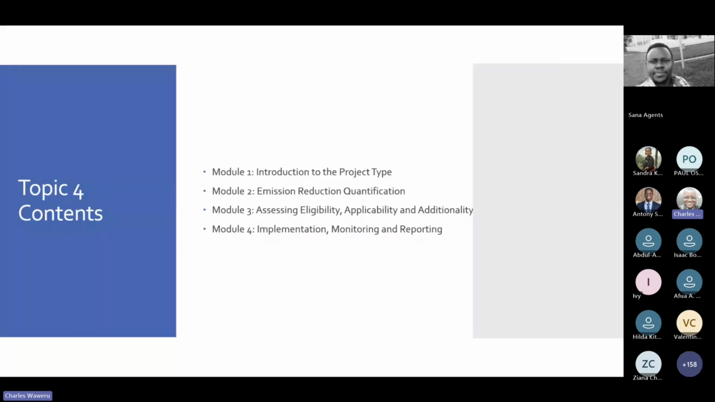Like what we did last time, there will be 4 modules. The first one is just a general introduction to afforestation and reforestation.